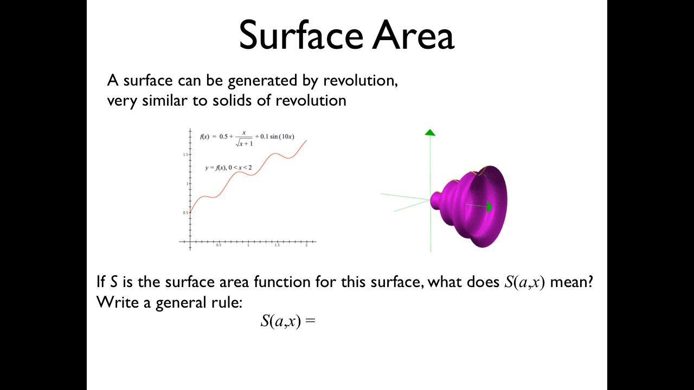So why don't you just, for 30 seconds, talk to the person next to you. What does that S of a comma x mean? And what would be a general formula for the rule for the function? Go.